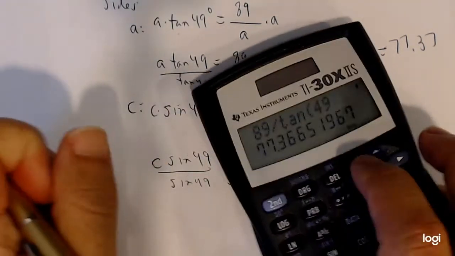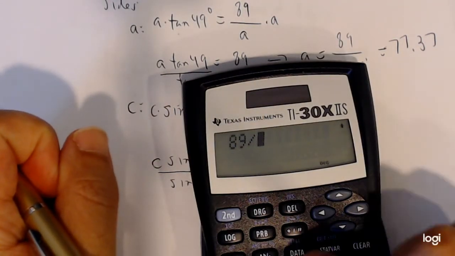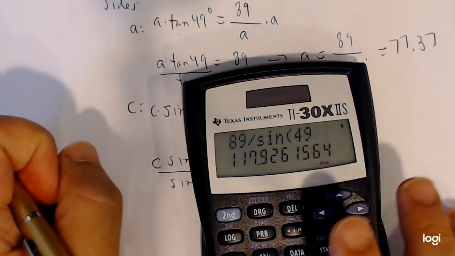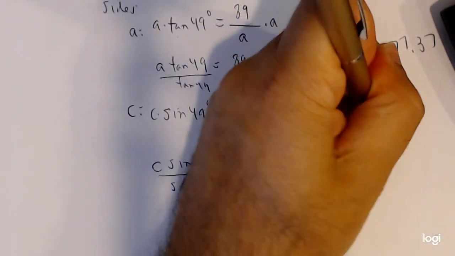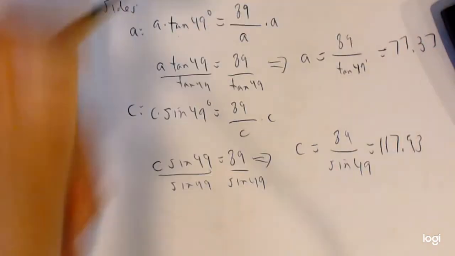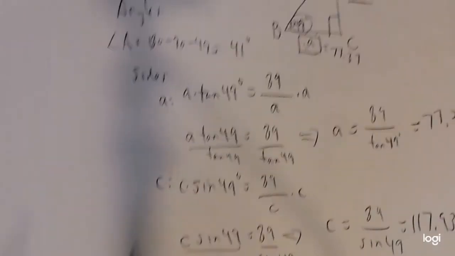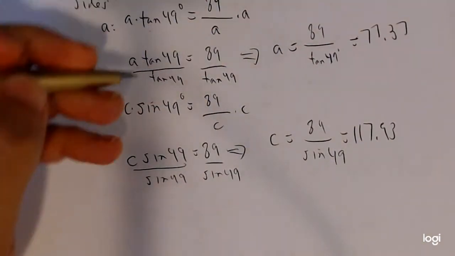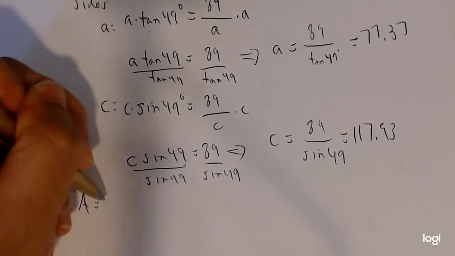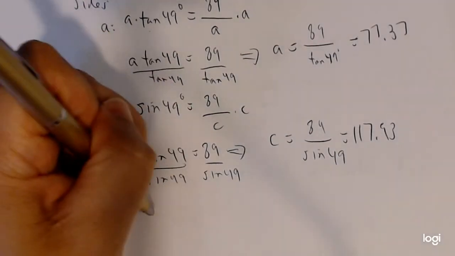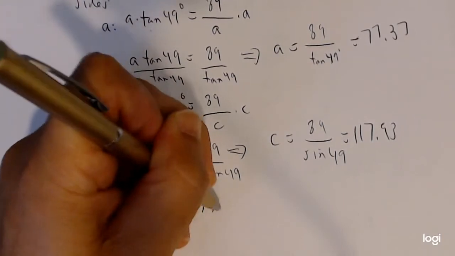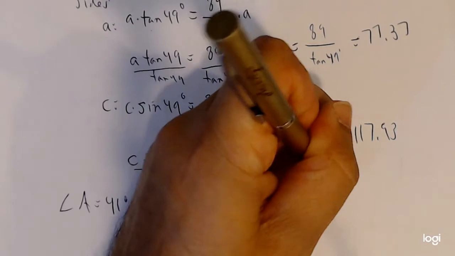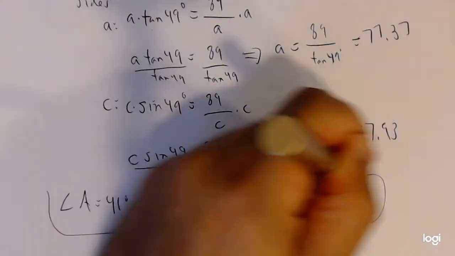And if I use my calculator and I say 89 divided by sine of 49, that gives me 117.93. So notice how we got angle A to be 41, and then we got side, so maybe on the side we'll write it here. A is 41 degrees. Side A is 77.37 inches, and side C is 117.93 inches. And there you have it.